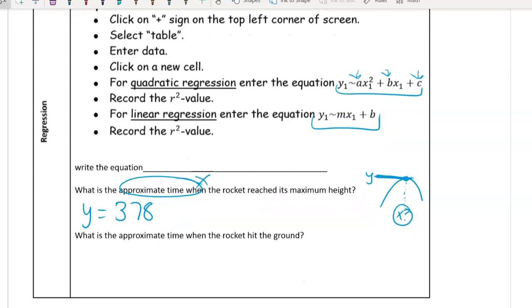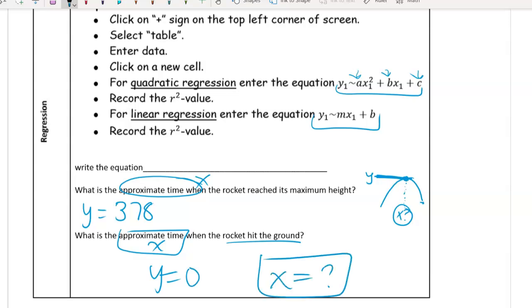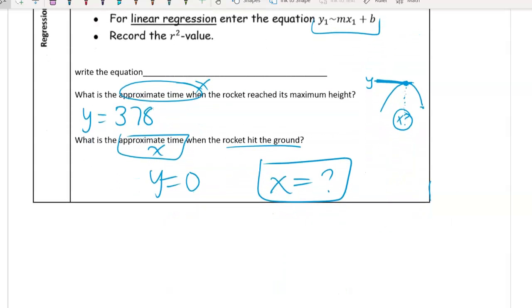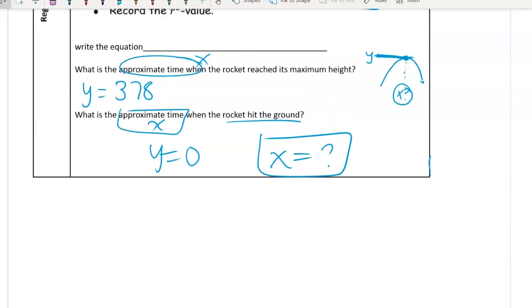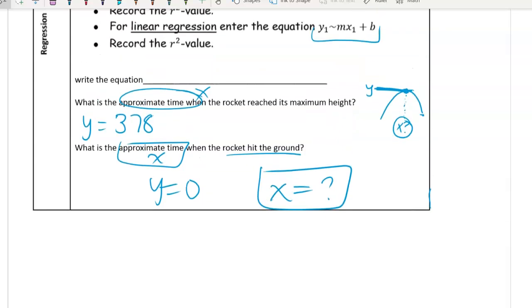Okay, what is the approximate time, x value, when the rocket hit the ground? So we would be looking at the lowest y value, which should be 0. And you would look at the intersection at y equals 0 and see what the x value is there. Okay. If we have time at the end of class today, we can all take out our Chromebooks and try to go over that really quick.